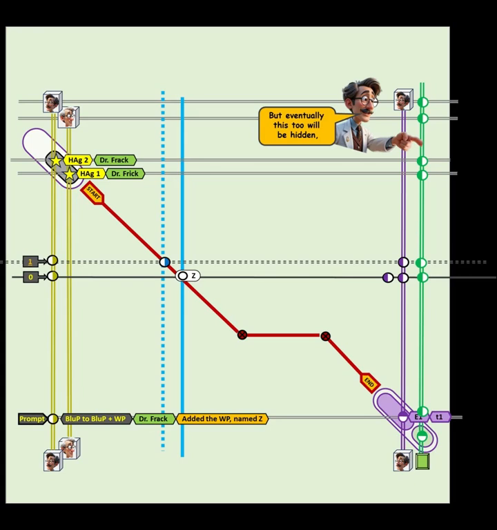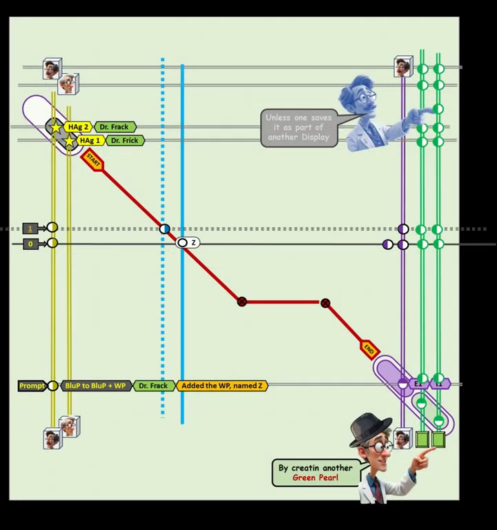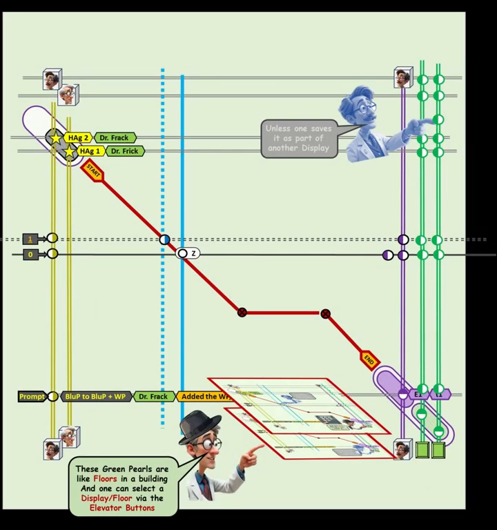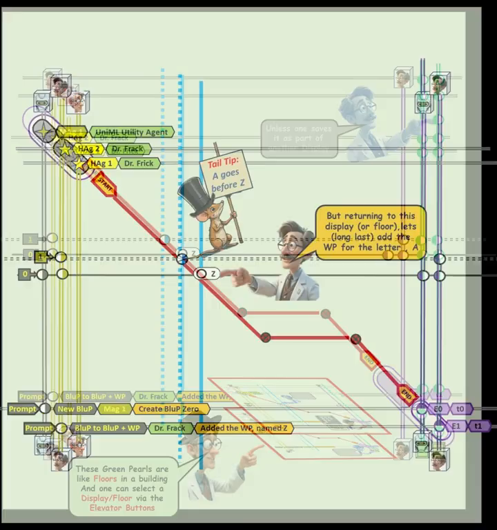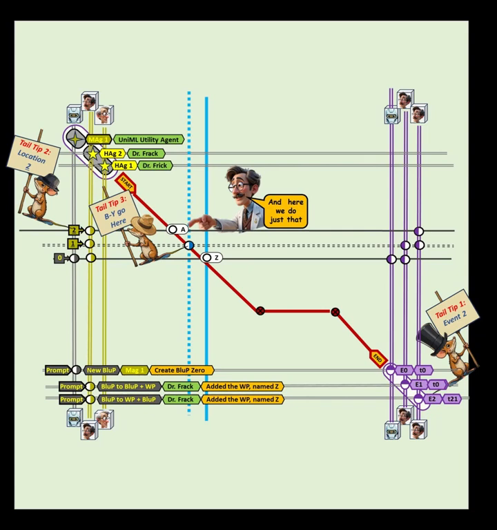But eventually, this too will be hidden, unless one saves it as part of another display by creating another green pearl. These green pearls are like floors in a building, and one can select to display a floor via the elevator buttons. But returning to this display, or floor, let's, at long last, add the white pearl for the letter A. And here, we do just that.